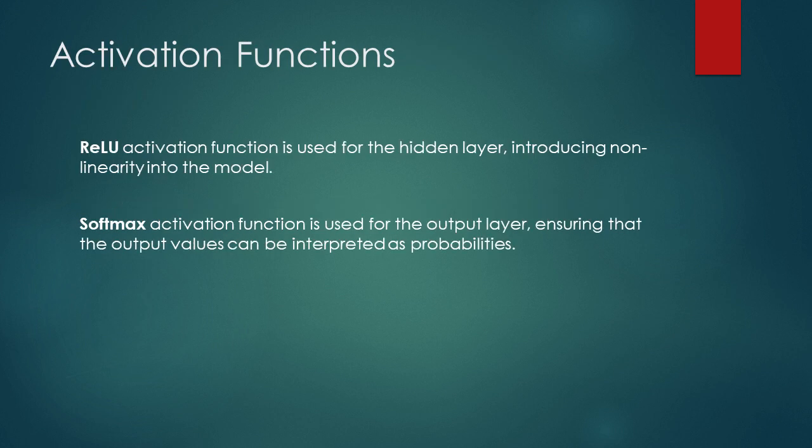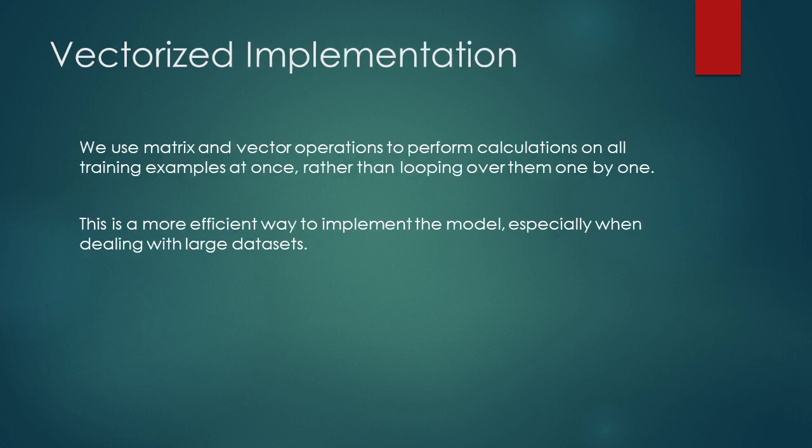The ReLU activation function is used for the hidden layer, introducing non-linearity into the model. The softmax activation function is used for the output layer, ensuring that the output values can be interpreted as probabilities. We use matrix and vector operations to perform calculations on all training examples at once, rather than looping over them one by one. This is a more efficient way to implement the model, especially when dealing with large datasets.